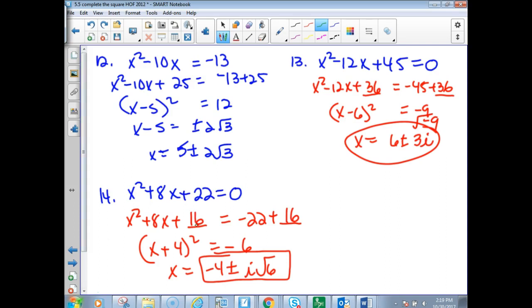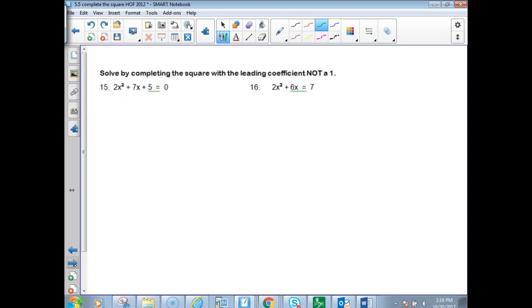So are we okay with where I got here? Did I skip too much? Okay. All right, now 15. Uh-oh. The leading coefficient is not 1, so we have to divide every term by 2. That gives us some fractions, and yes, we're going to keep everything as fractions. We're going to subtract that 5 halves and add a blank on the right.